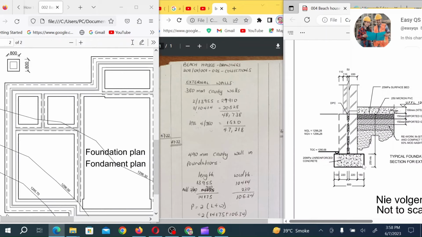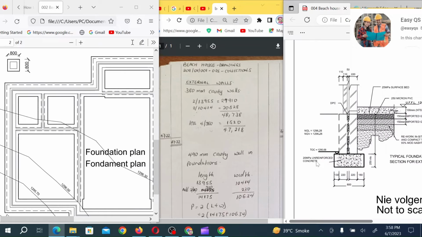Then below the wall, we have the concrete. For the concrete, we are told the thickness of the concrete is 250 millimeters, and the width of the concrete is 800. All right, so this concrete is 800 by 250 millimeters thick and reinforced concrete. Because you see, these writings that are on the drawing are the ones that we are using to take off in the dimension sheets.